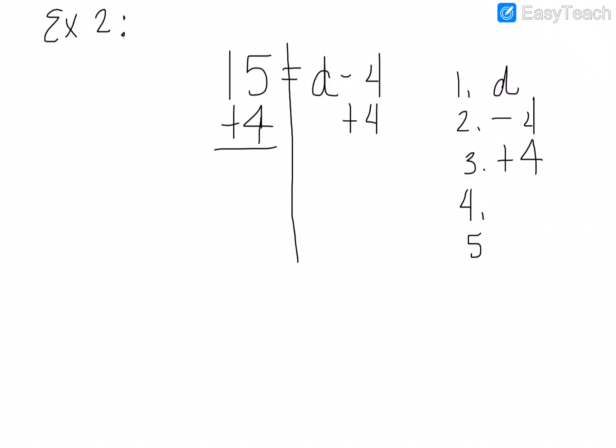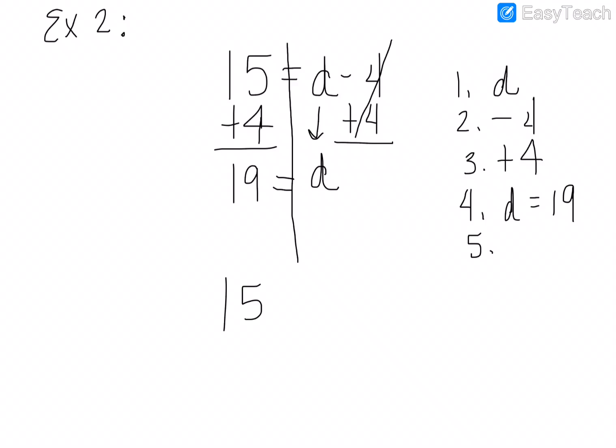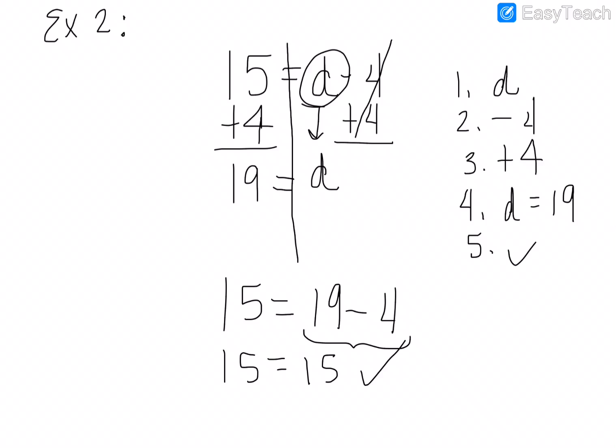So 15 plus 4 is 19. And then negative 4 plus 4, those are opposites, so they cancel each other out. So we just bring down this d here. So we're saying d is 19. Now we're going to be able to check. That's step 5. We're saying d is 19. So we're going to take this equation exactly how it is up here, but we're going to place that d with 19. So on the left side over here, I have 15 equals. 19 minus 4 is 15. 15 is equal to 15, so we've checked out.